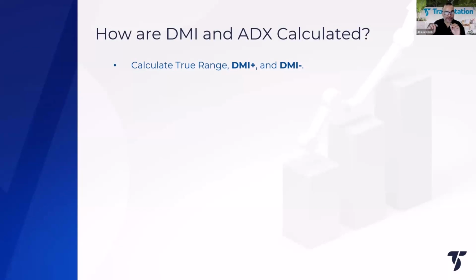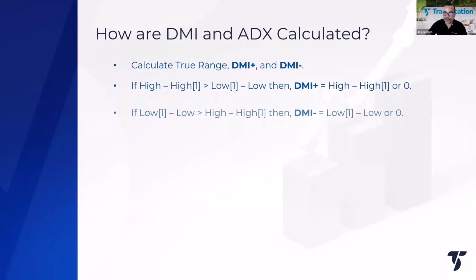You need to calculate the true range. A lot of us know what true range is: high, low, and the distance between the high and the low. The true range is called true range because sometimes there are gaps. That gap must be counted as range, and that's why it's called true range. But we also need to calculate DMI plus and DMI minus. There are two specific formulas for those two lines. Let me put them up here on the screen.